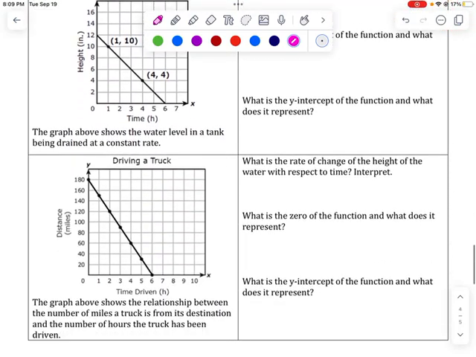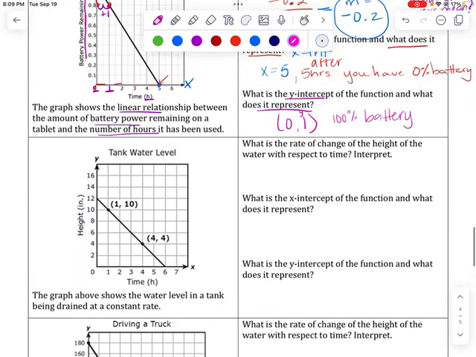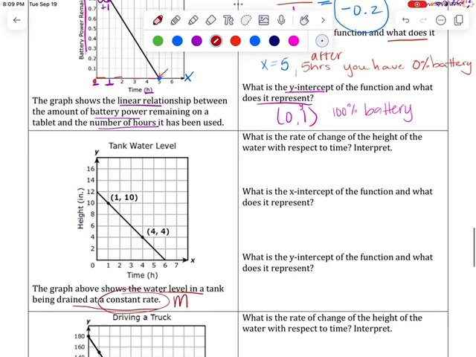These two should be a little bit easier. Okay. The graph shows the water level in a tank drained at a constant rate. Constant rate, that means it's going without changing. If I see constant rate, I'm also thinking slope, by the way. Okay, so what is the rate of change of the height of water with respect to time? I'm seeing rate of change. We know this is m. Interpret.